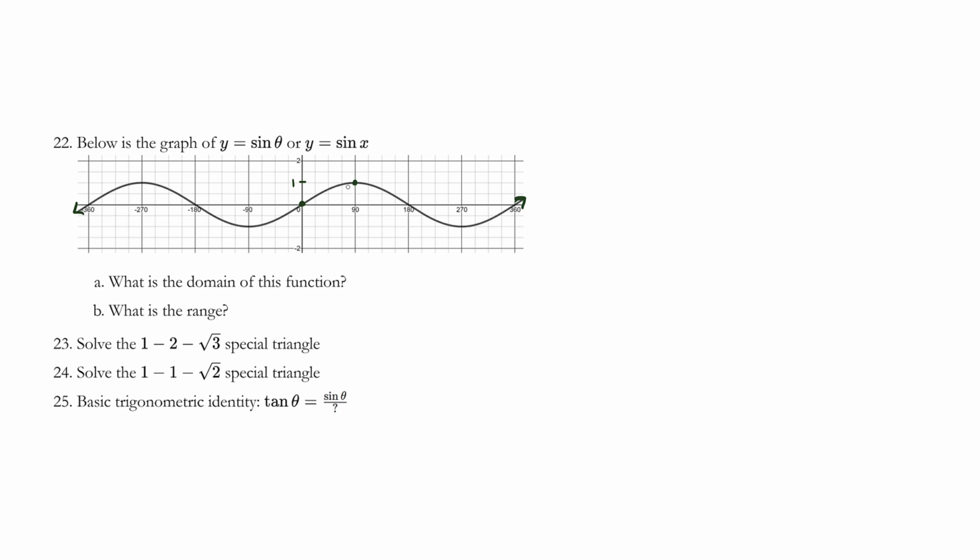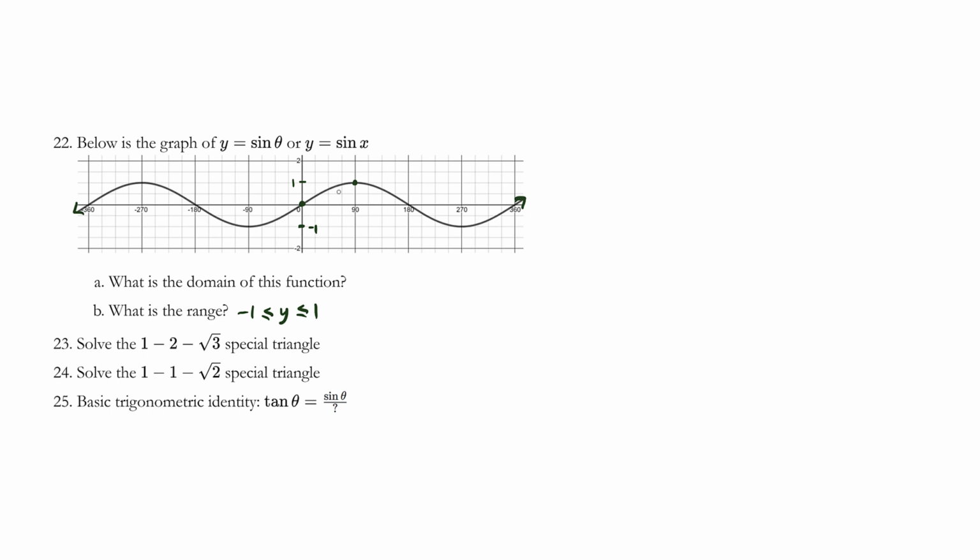And the range is between y is between 1 and -1. So -1 is the low point, it's here, whereas the high point is +1. Do not mix up the side to side versus the up and down movement.